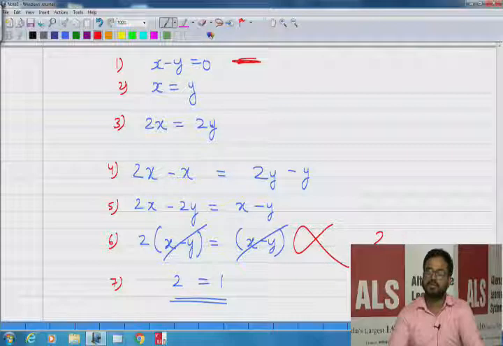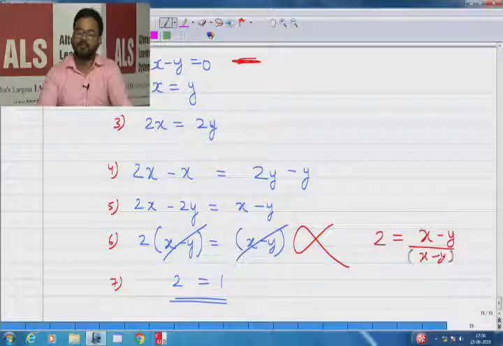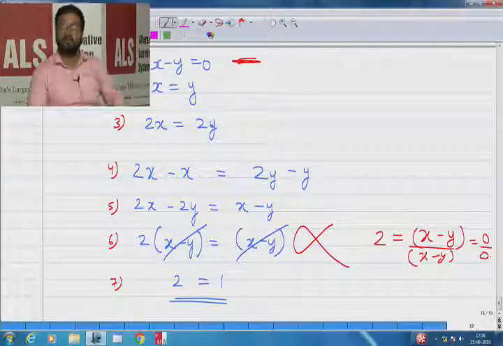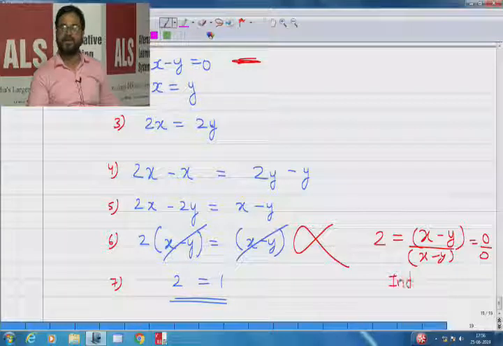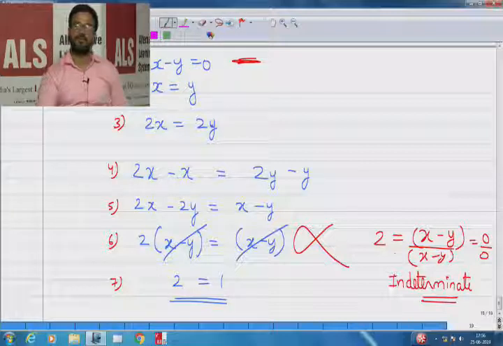Or you can also say, if you can write like this, x minus y upon x minus y. So since x minus y both are 0, so 0 upon 0 is not defined. It is indeterminate form. It is not defined in mathematics. The word is indeterminate. This is the wrong step over here. That's why it is wrong.